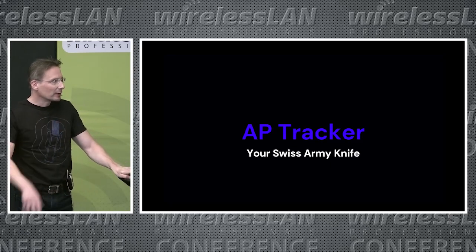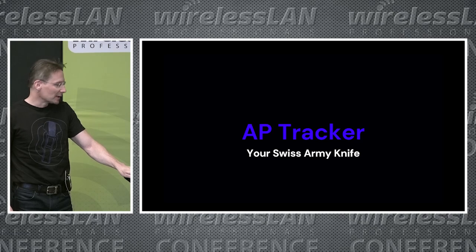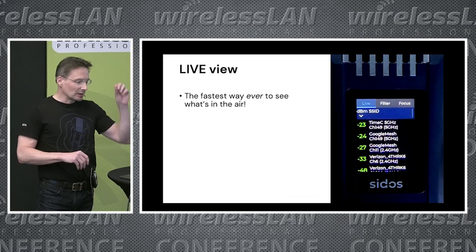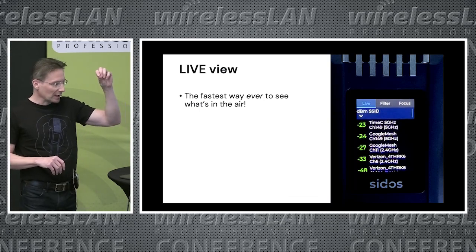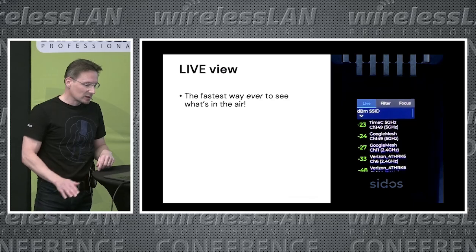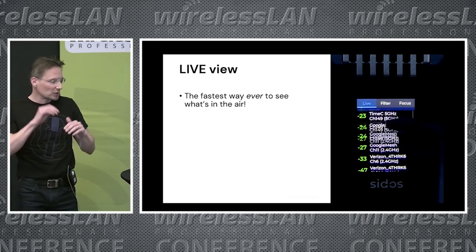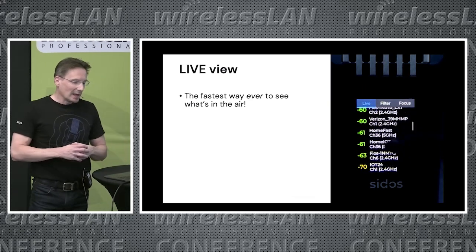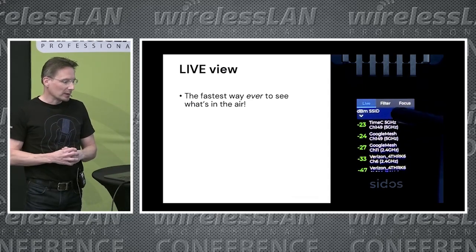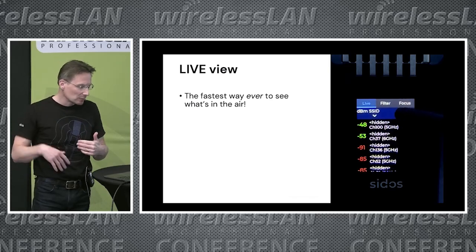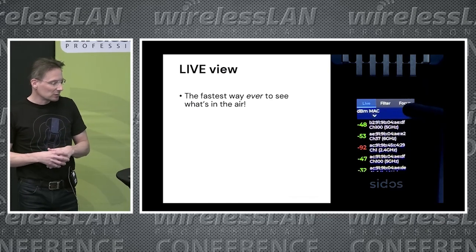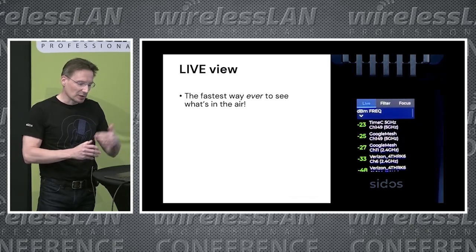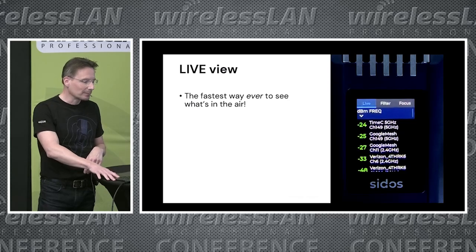This is a very generic tool for many problems that you may have in the field. When you start it, you get this view, with a live tab, filter, and focus tabs. We believe this is the fastest way ever to see what's in the air. You click it, and you get a list of all APs in the area. You can sort things by SSID up or down, by MAC address, by frequency, and of course by dBm, since sometimes you look for very strong APs.